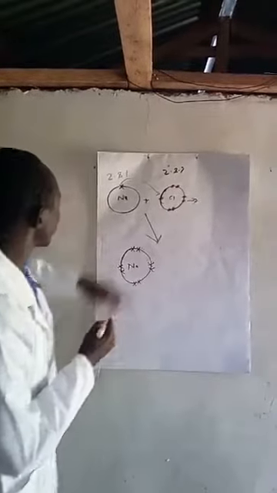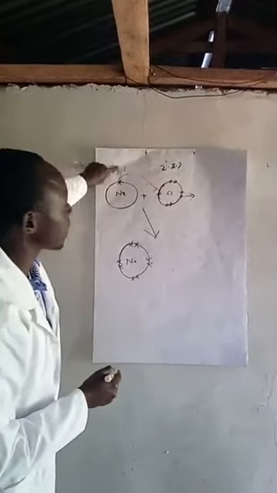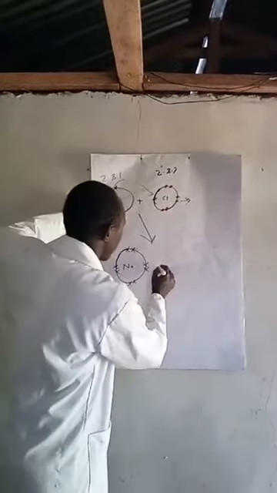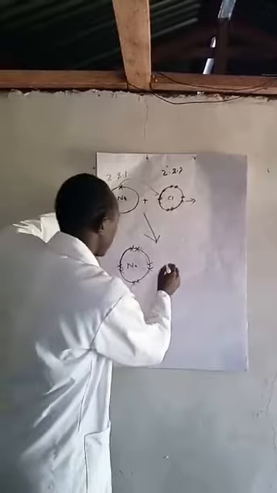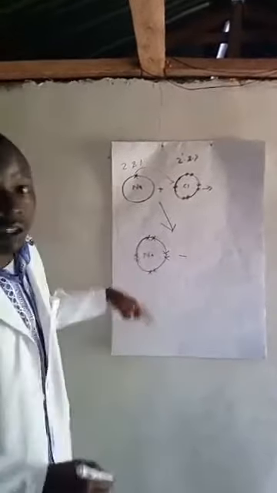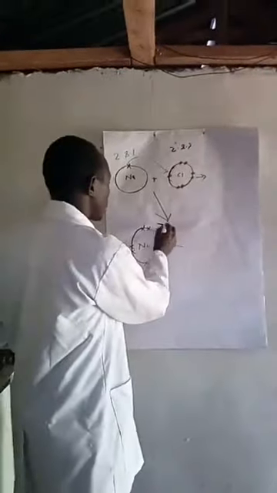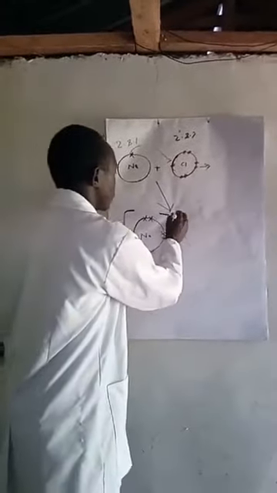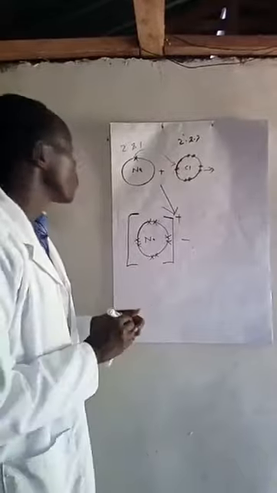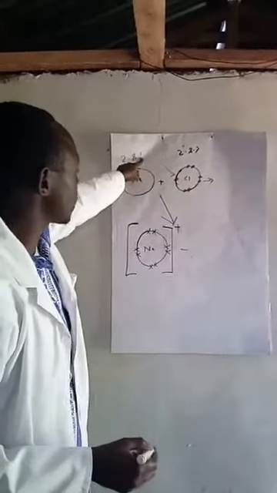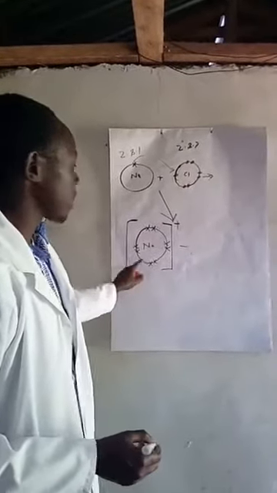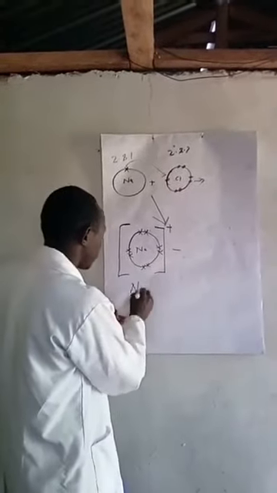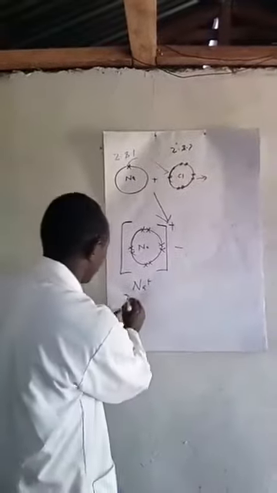So when sodium loses one electron, you remain with 8 electrons in the outermost energy level. Now that it has lost one electron, you enclose it with a square bracket and then a positive sign to show that it loses one. When it loses one, you enclose it with a square bracket to show that it is an ion. So this is the sodium ion, which is 2,8.